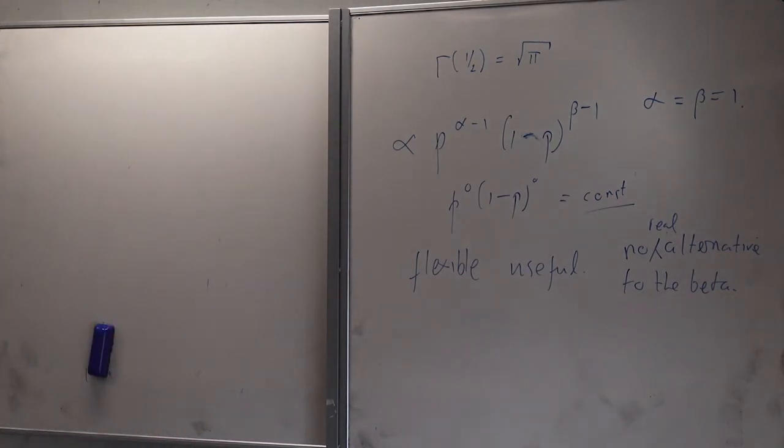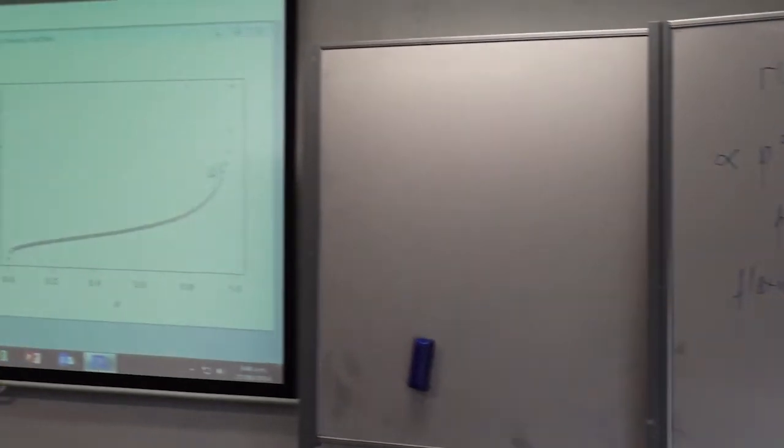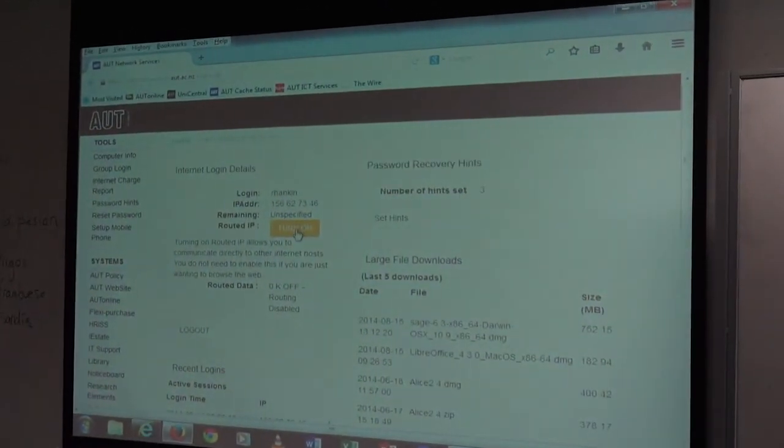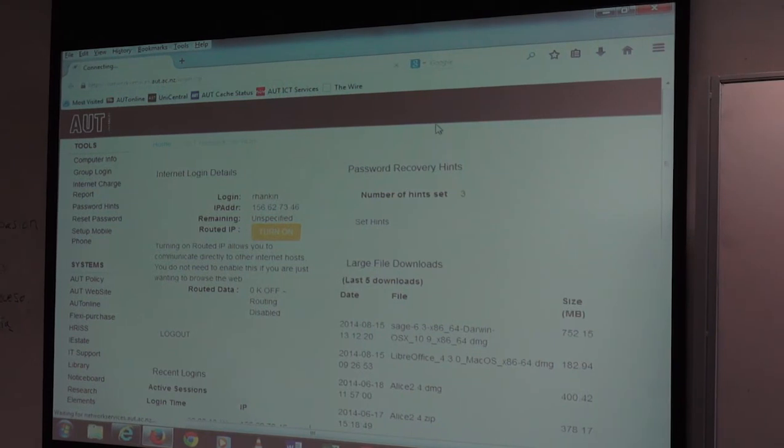Let's get the Wikipedia page up, and I'll just quickly go through the Wikipedia page. I'm not sure why that turned itself off.